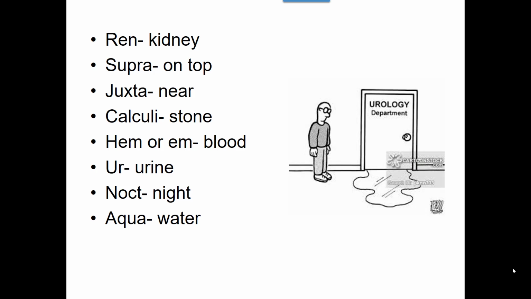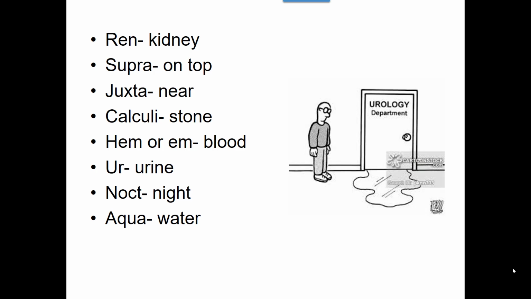So in this introduction, we're going to look a little bit at some of the basic parts of the urinary system and how those basic parts make urine. And so these are some of the prefixes, root words, and suffixes that you'll see throughout this PowerPoint. A couple big ones you're going to see throughout here.